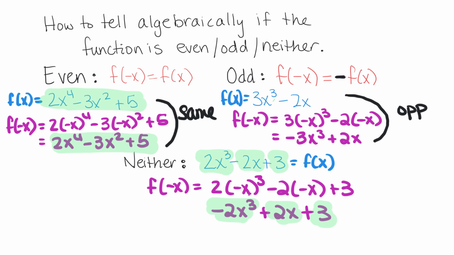So what I'm looking at is opposite. Whoops, sorry, let me get my pen back. Here, the first term was opposite. The second term came out to be the opposite, but the third term came out to be the same. Well, if you have opposite and same, it doesn't match the even or the odd rules. And so in this case, you have to say that it's neither.